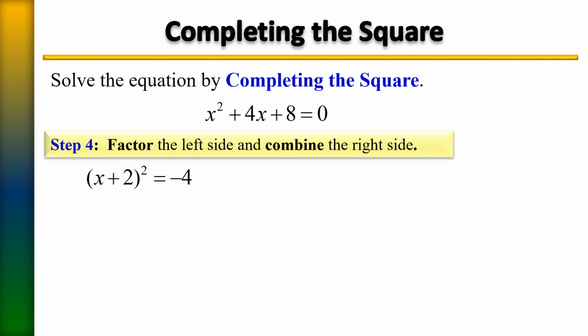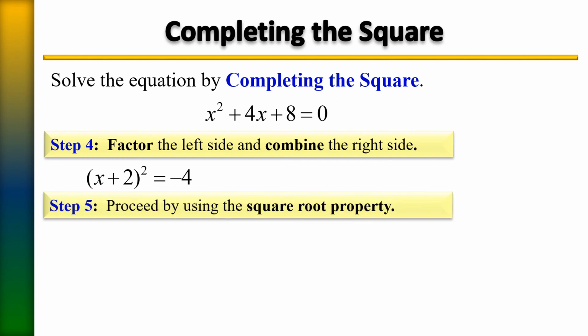Next step to solving this, recall the square root property. Whenever you have a square term isolated on the side by itself and some constant on the other side, we can use the square root property. So let's take the square root of both sides. That will allow us to bring x plus 2 down on the left side.